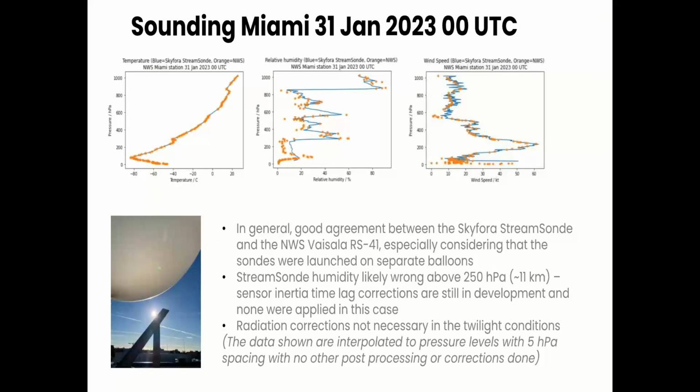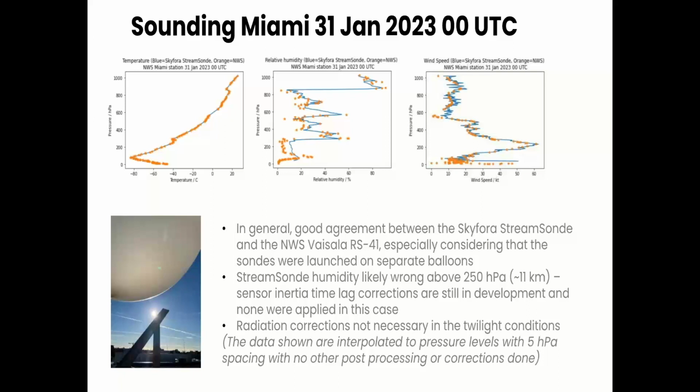We did some sounding. So you say, well, how did it work? How do these sensors look? The blue is Skyfora. You can't really see details. It's reversed too. As meteorologists, we're looking at the 1,000, the surface, at the top, so it's reversed. The new plots will make sure the bottom is the lower part of the atmosphere.